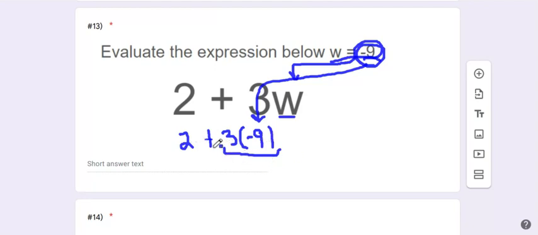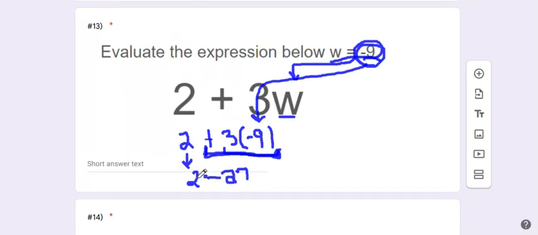So what is really, this is positive 3, right? Positive 3 times negative 9. What is 3 times negative 9? That would be negative 27, right? So I bring the 2 straight down. I have 2, and we said 3 times negative 9 is negative 27.